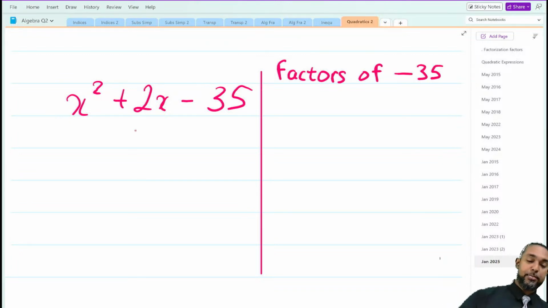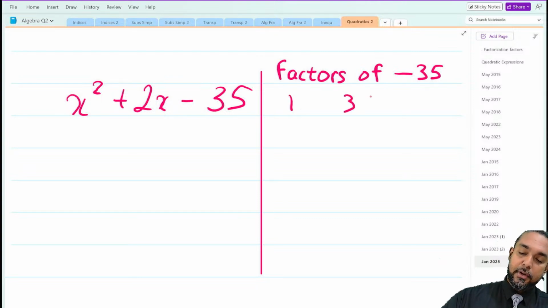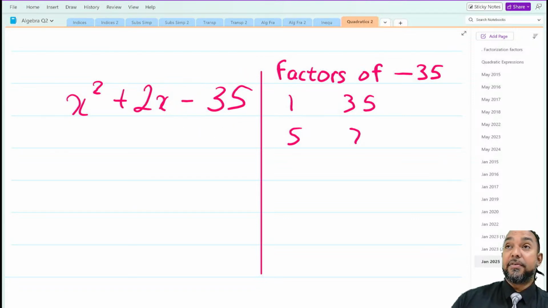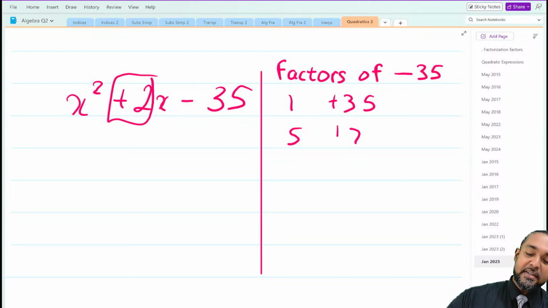Right. So you want to split the middle term, but we're looking for the factors of 35. Right. So forget minus 35 first. What about regular 35? What are your factors? 1 by 35 and then 5 by 7. Now, because the product is negative, we know the factors have to have different signs. One positive, one negative. How do we know which one has which sign? Whatever sign the middle term has, the larger factor has the same sign, which means by default, the smaller factor has the opposite sign.